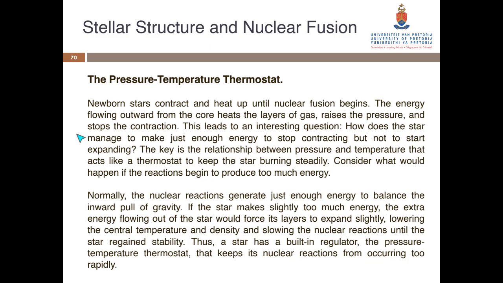Consider what would happen if the reactions begin to produce too much energy. Normally, the nuclear reactions generate just enough energy to balance the inward pull of gravity. If the star makes slightly too much energy, the extra energy flowing out of the star would force its layers to expand slightly, lowering the central temperature and density and slowing the nuclear reactions until the star regains stability. The star has a built-in regulator, the pressure-temperature thermostat, that keeps its nuclear reactions from occurring too rapidly.